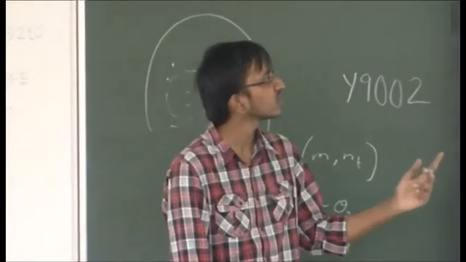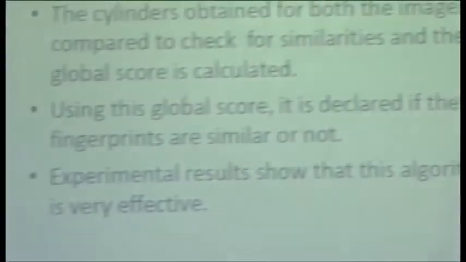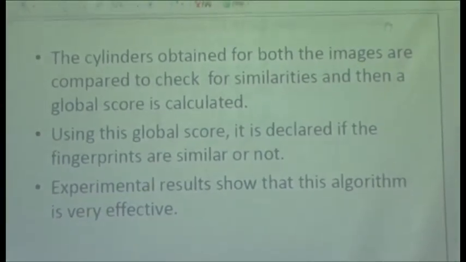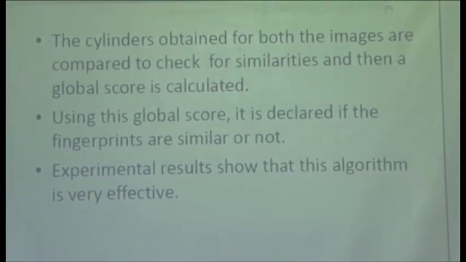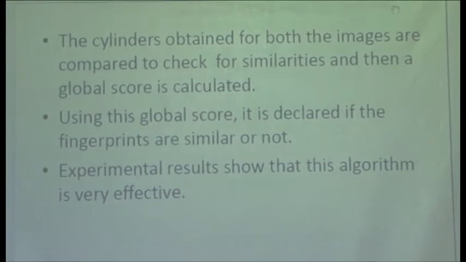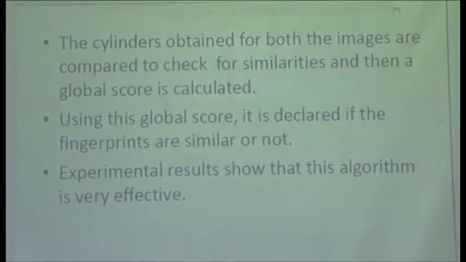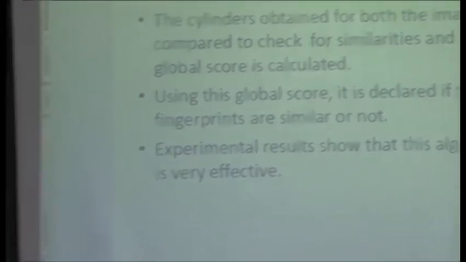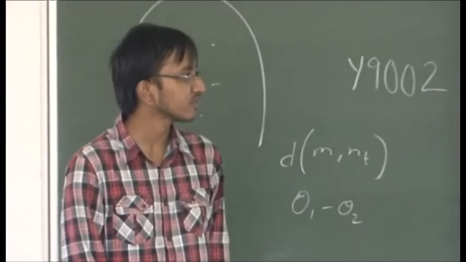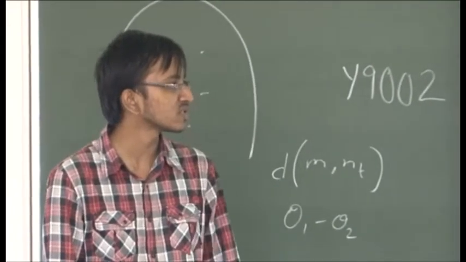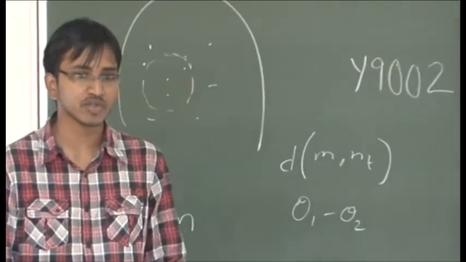We are to check if two images are similar. We will construct a global cylinder and check if the cylinders are the same. If the cylinders are similar, using this global score, there will be a threshold, and we can declare whether the fingerprints are similar or not. And experimental results show that this algorithm is very effective when compared to other algorithms.